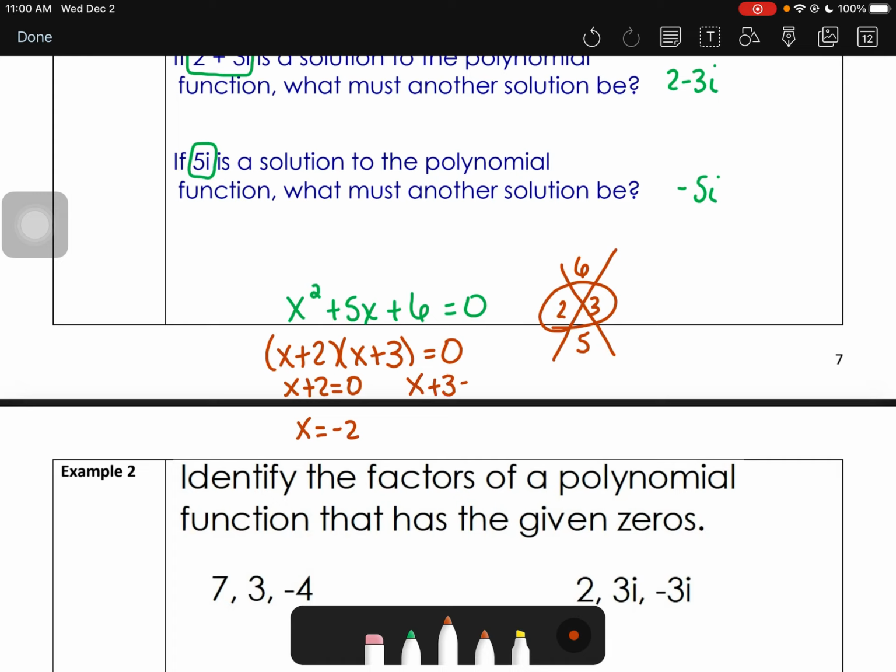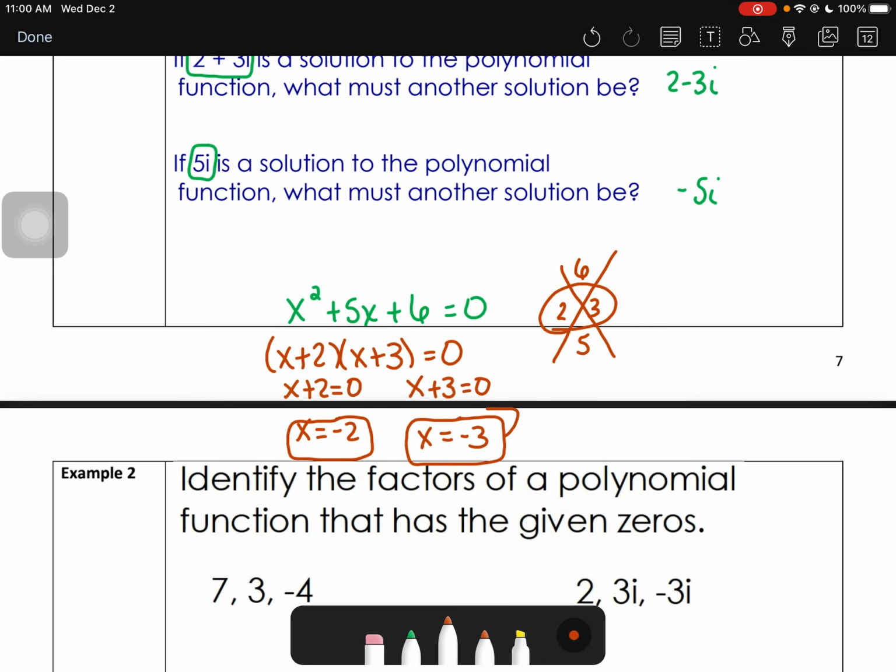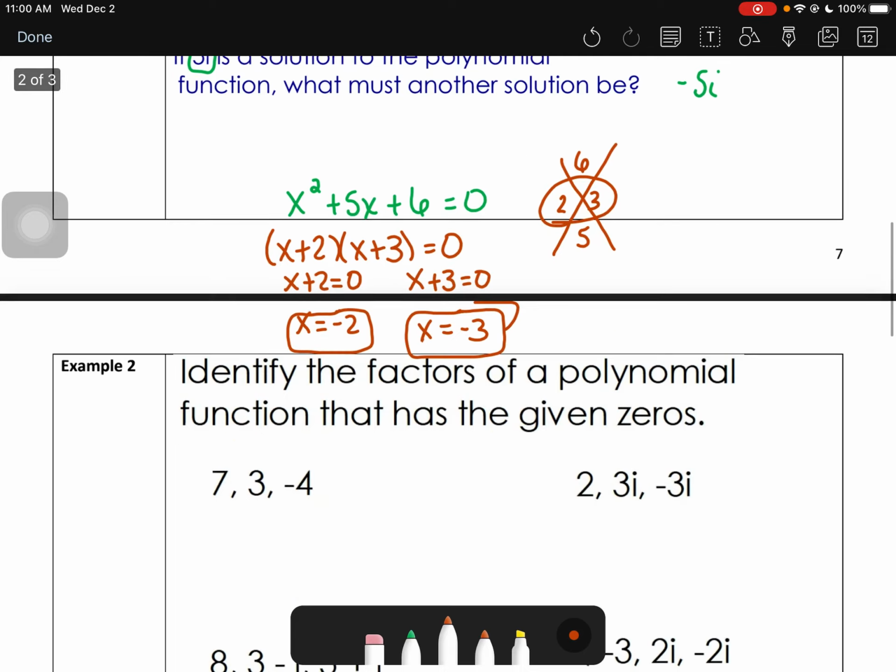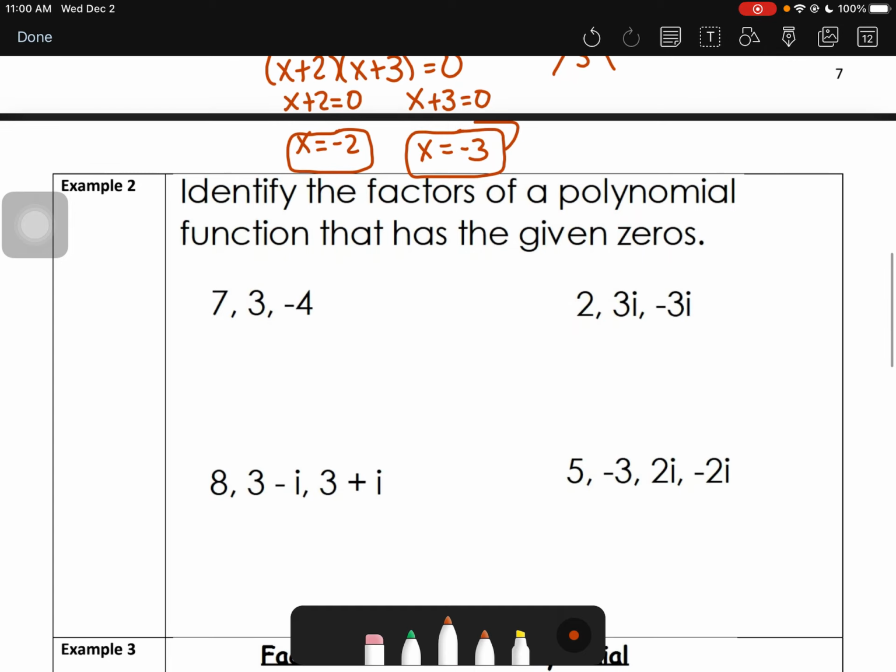So can we work backwards? If I am to give you the solutions, such as x equals negative 2 or x equals negative 3, can we work backwards to put these into factored form, and then can we write the equation? So here's what we'll do. We know that the solutions are 7, 3, and negative 4.